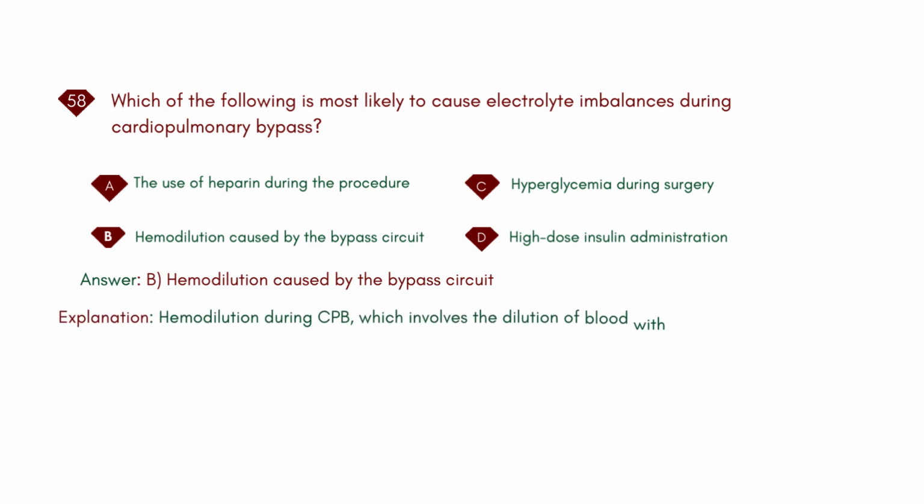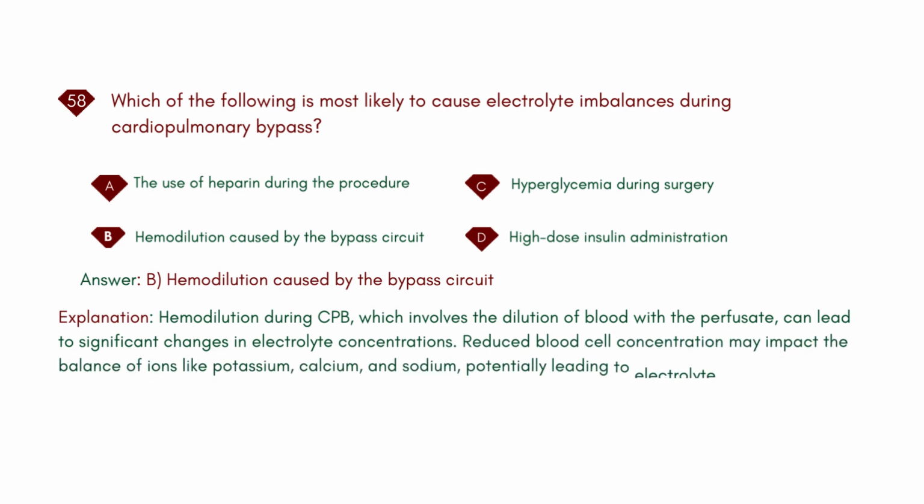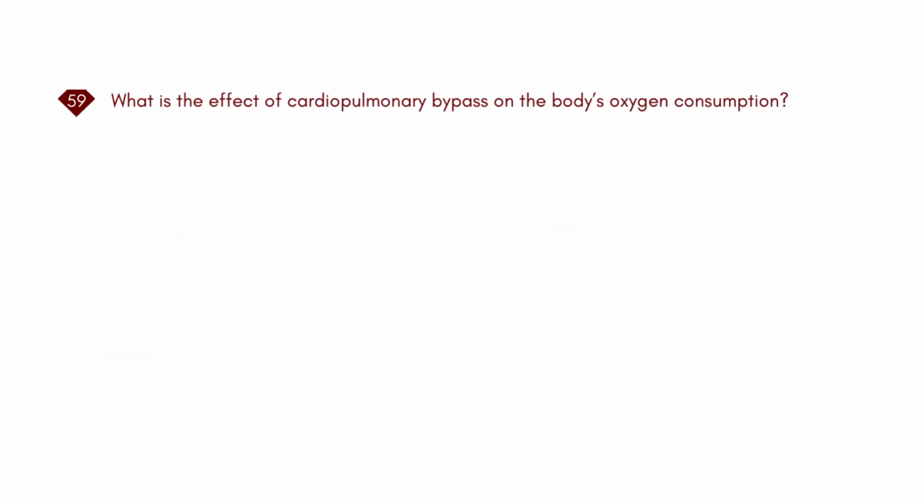Explanation: Hemodilution during CPB, which involves the dilution of blood with the perfusate, can lead to significant changes in electrolyte concentrations. Reduced blood cell concentration may impact the balance of ions like potassium, calcium, and sodium, potentially leading to electrolyte imbalances. What is the effect of cardiopulmonary bypass on the body's oxygen consumption?